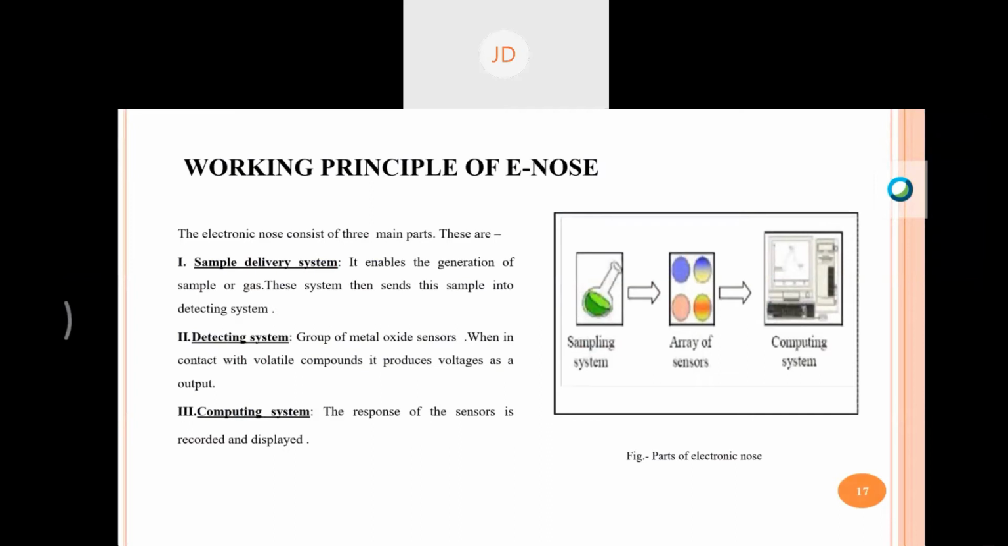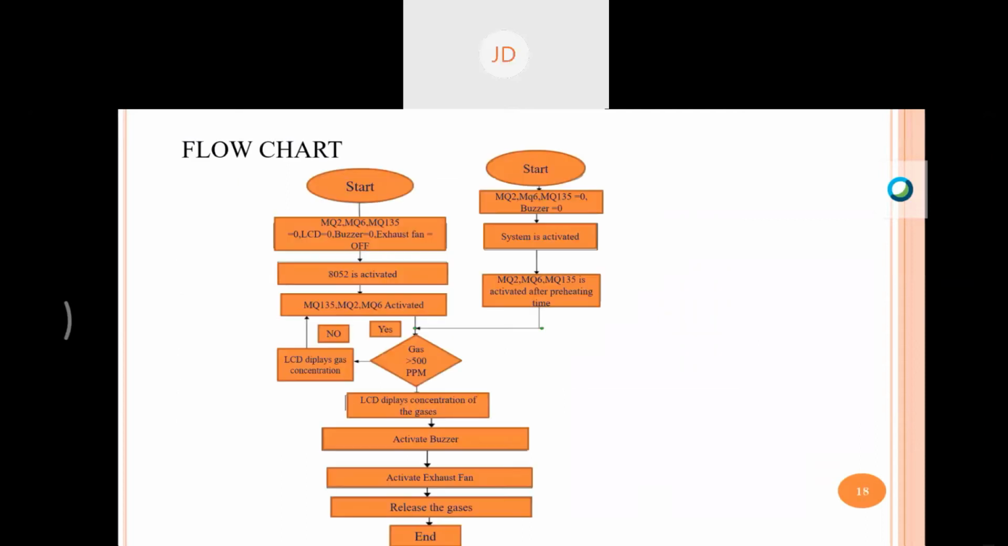Then we have the detecting system. It is a group of metal oxide sensors which, on contact with volatile compounds, produce voltage as an output. So here we have our array of sensors, that is our sensor room, which is called the detecting system. Next, we have our computing system. The response of the sensors is recorded and displayed. That is our LCD, which is the computing system. Thank you. The next slide will be explained by Bhrigu Kolita.